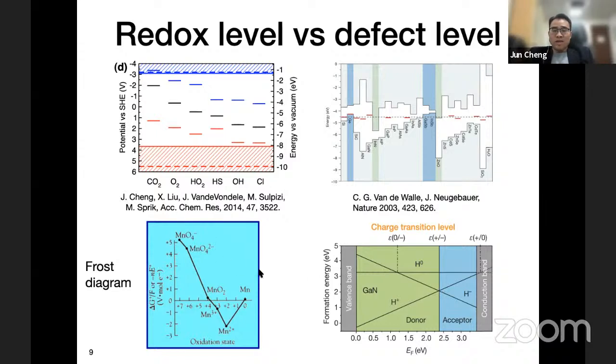Anyway, just to point out, that's really the same thing, although that's a very different field. And this level in semiconductor physics is called the charge transition level. So that's basically also some type of redox free energy transforming hydrogen plus to hydrogen minus in gallium nitride.